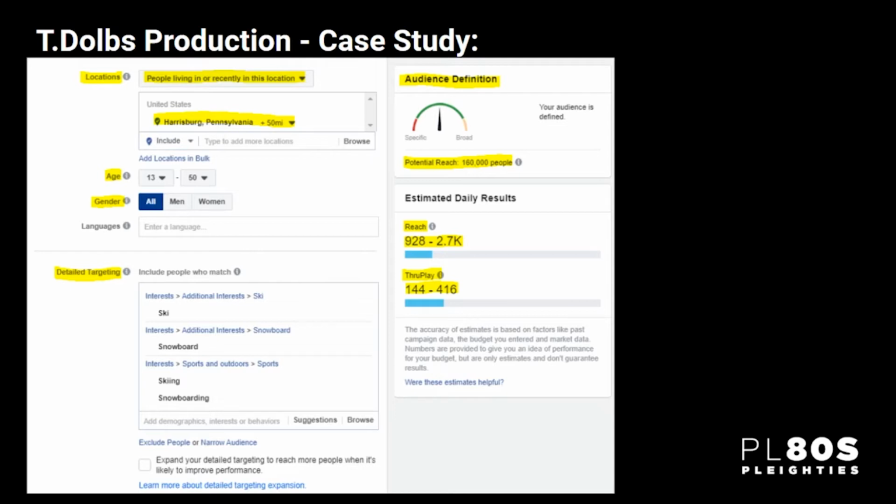As you can see in the upper right-hand corner, audience definition, a potential reach of 160,000 people within that 50-mile radius of Harrisburg, Pennsylvania. And then right below that, estimated daily results based off of my $40 5-day budget, which was 928 to 2.7 thousand potential reach, with an estimated ThruPlay, so video content where people actually watched that portion to register as a video view, of 144 to 416 potential estimated daily results.